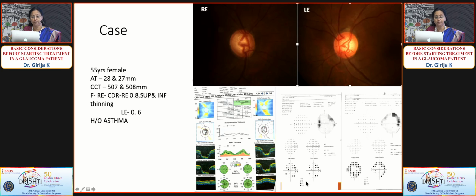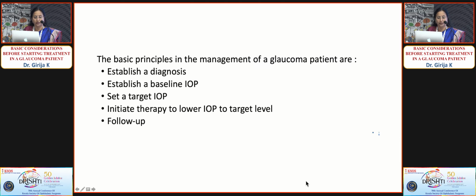The cupping in the right eye shows 0.8 with superior and inferior thinning, and the left eye has a 0.6 cup. If you look at the field, there is a superior arcuate scotoma in both eyes, even though the left eye shows only 0.6 cupping. But the IOP is definitely high, and the OCT is also green. But since there is asymmetrical cupping and the IOP is high, and we have repeated the fields 2 or 3 times and got consistent results, the diagnosis was primary open angle glaucoma.